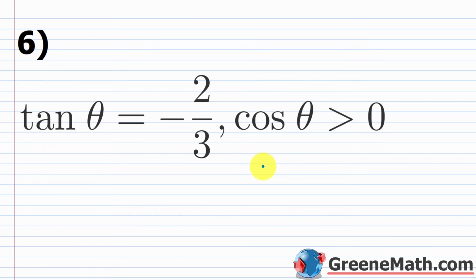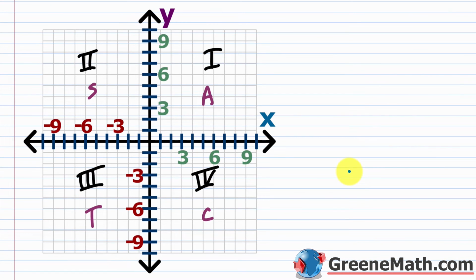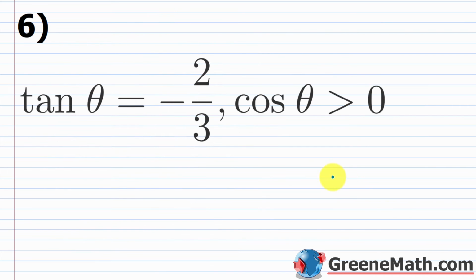All right, let's take a look at problem 6 now. So we have the tangent of theta is equal to -2/3. And then we have the cosine of theta is greater than 0, or positive. So again, if the tangent is negative, that's only going to happen in quadrants 2 and 4. And the cosine is positive, that's going to happen in quadrants 1 and 4. We know we're going to be in quadrant 4. So let me just say that theta is in quadrant 4.